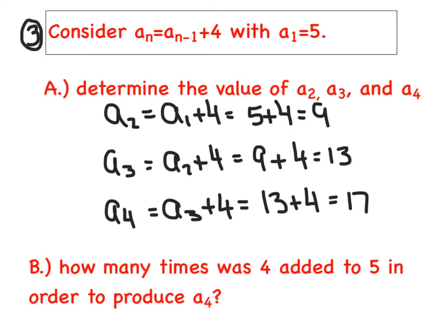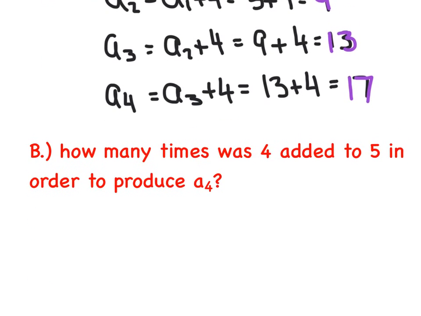So here's what happened. We started with a 5. We added 4 once to get 9. We added it a second time to get 13. And we added it a third time to get 17. And that's going to lead us right into part B here.